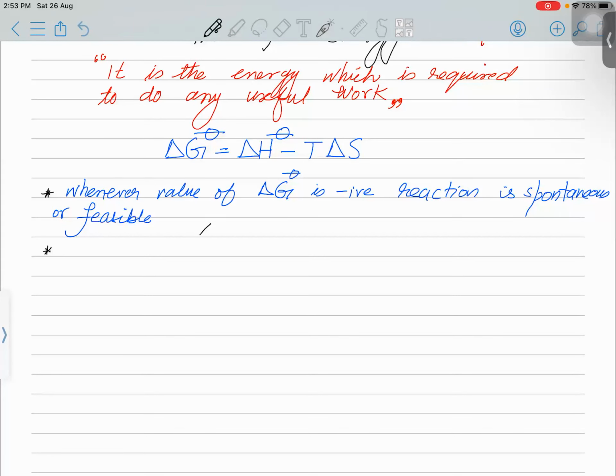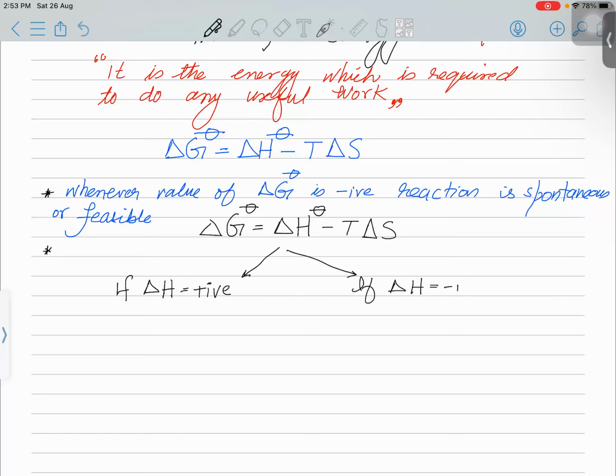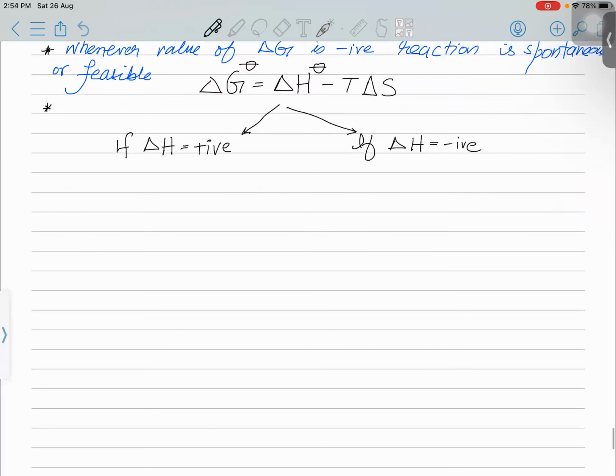Now look at this delta G equation again. So you have two cases. If delta H is positive, second, if delta H is negative. Can you tell me what is the meaning of positive and negative? If delta H is positive, it means the reaction is endothermic. Very good. And negative means it's exothermic.